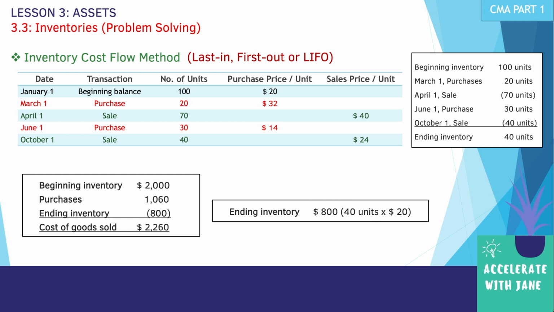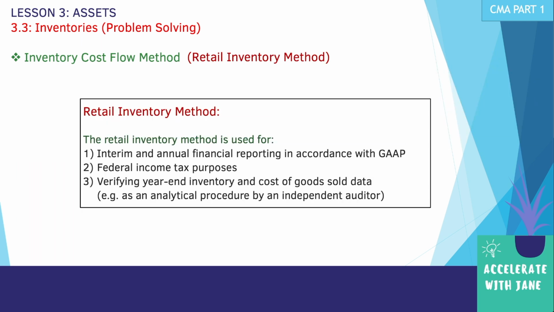So beginning inventory, $2,000. We add the purchases, 1,060. We deduct the ending inventory. Again, this is computed by multiplying this way. Therefore, we get a cost of goods sold of 2,260. Lastly, what do we mean by retail inventory method?